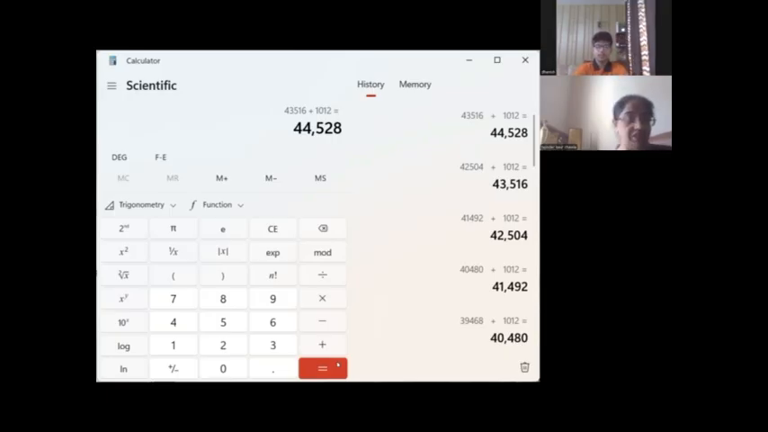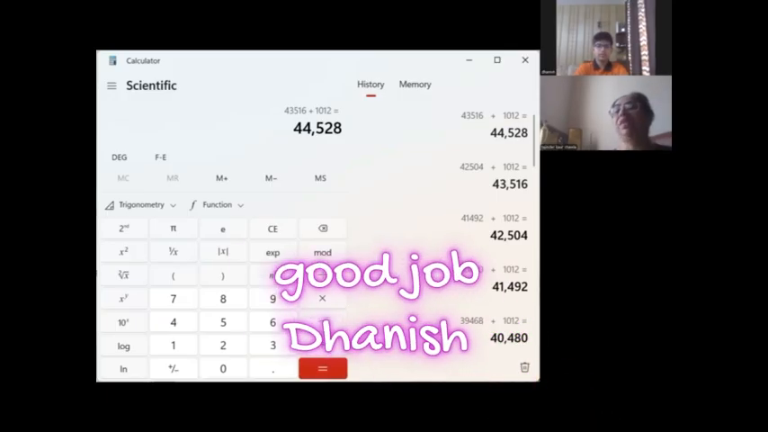Excellent. Dhani, this is till which length? How long have you done this table of 1012? 45. 45 times. Well done. Well done. Good.